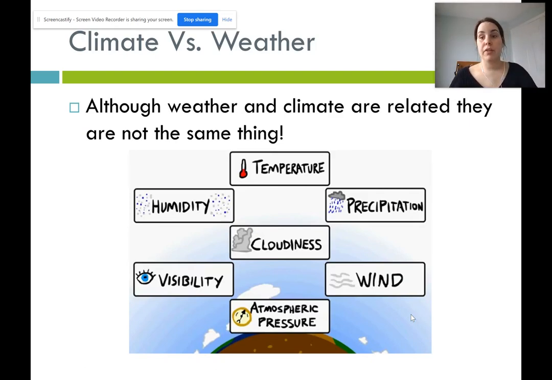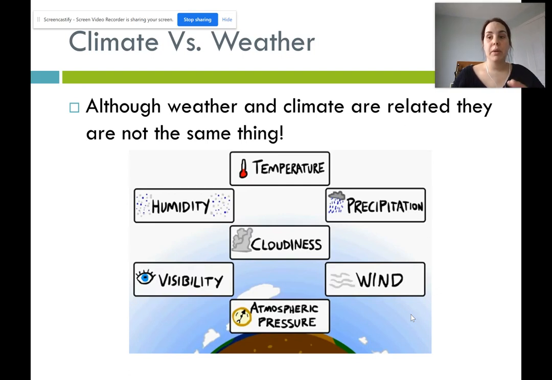Another thing that we just have to clarify is two terms that are often used interchangeably in common language, but scientifically actually mean two very different things. And that's climate versus weather. So they are very closely related to one another, but they are in fact different.